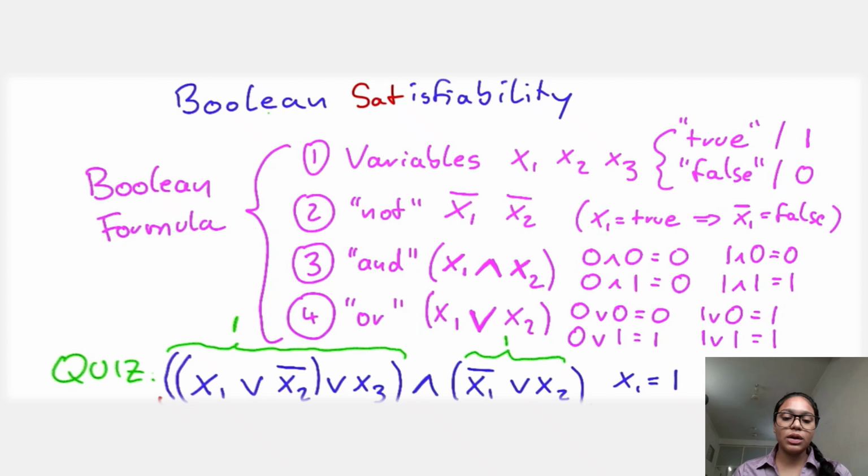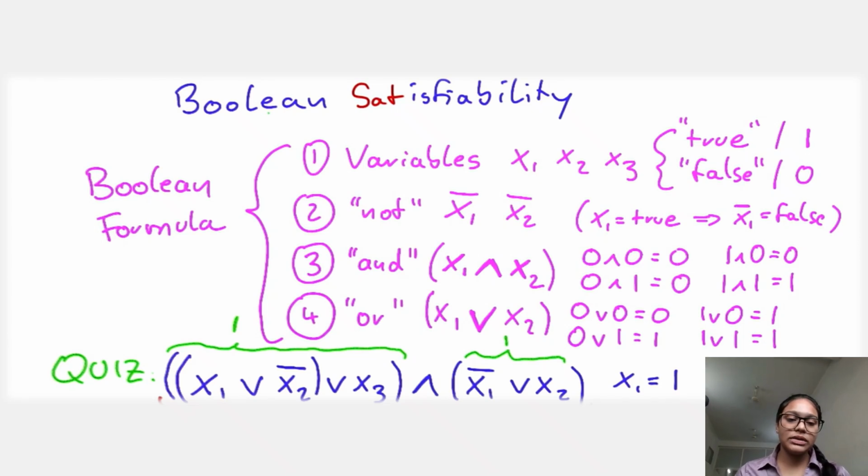The fourth one is the OR operation, which is performed between two different variables. The resultant is evaluated to be true when either of the two variables is true. So here we have 1 or 0 is 1, 0 or 1 is 1, 1 or 1 is 1, but 0 or 0 is 0, where the two values are false.